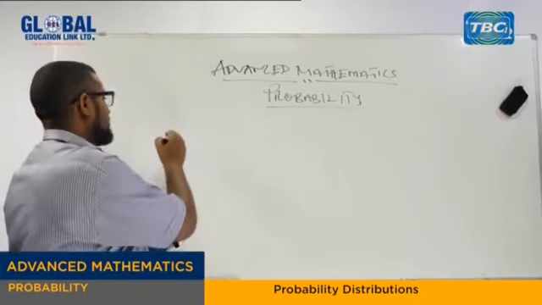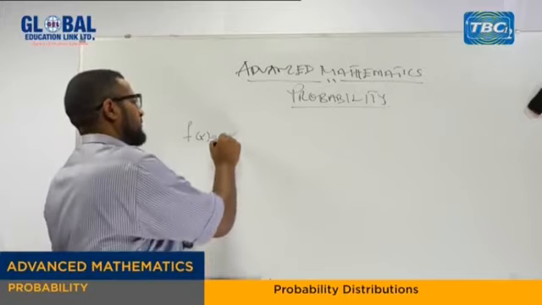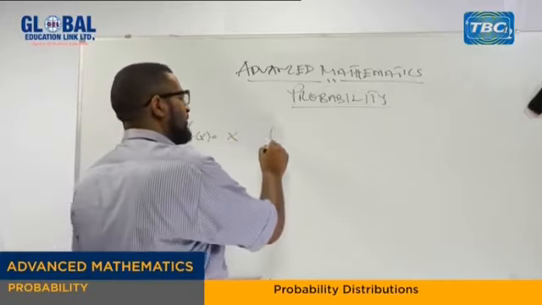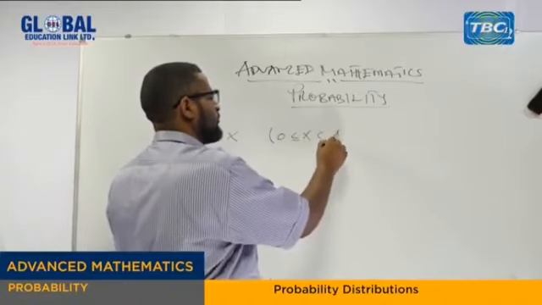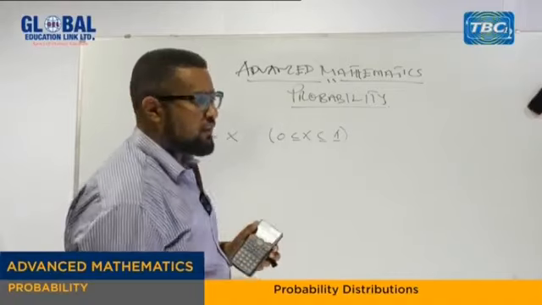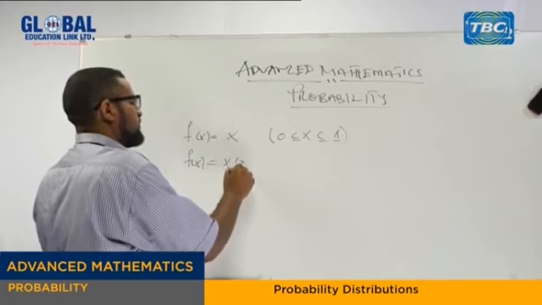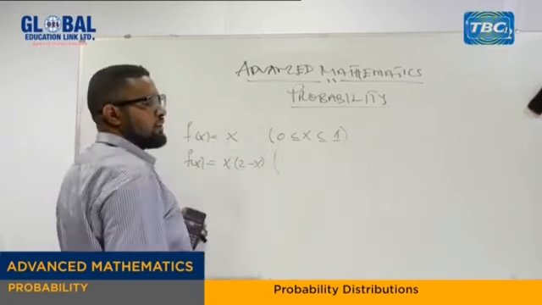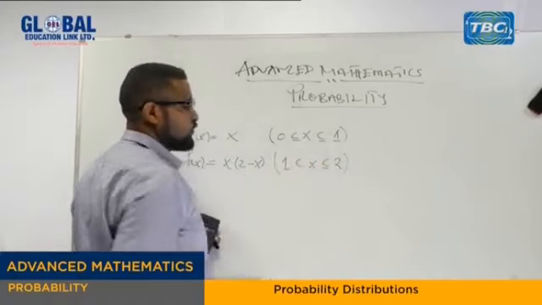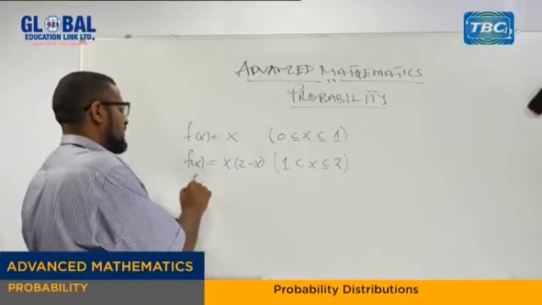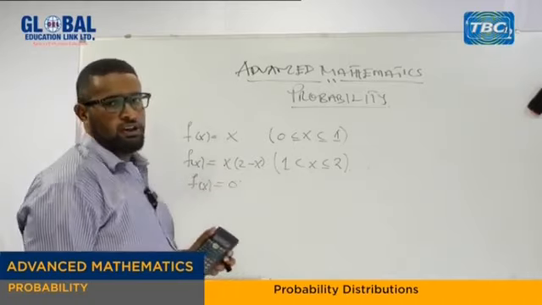We are given a function f of x equal to x with the limit from 0 less than x less than or equal to 1. Also, we are given another function f of x equal to 2 minus x. The interval is 1 less than x less than or equal to 2. And the third function is f of x equal to 0, which we normally neglect when you are doing calculation.